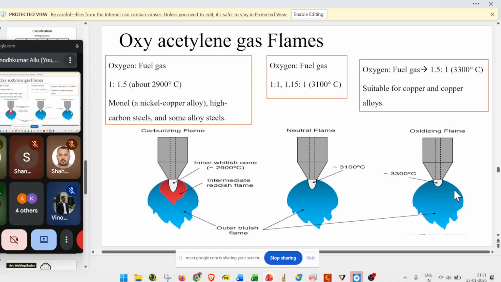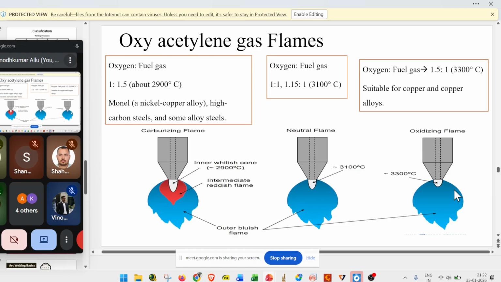But this oxidizing flame we cannot use for any iron materials, because iron reacts highly with oxygen at high temperatures, so we don't want that. The carburizing flame we use where we want to do surface hardening processes, like high carbon steel and so on.